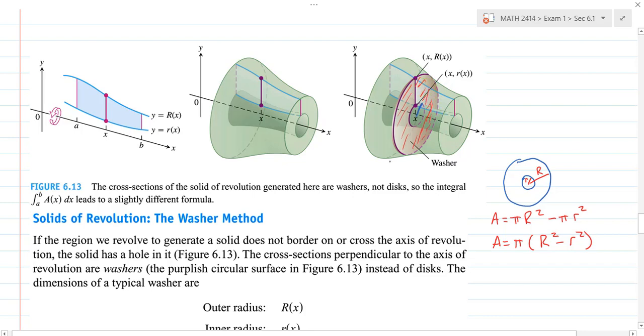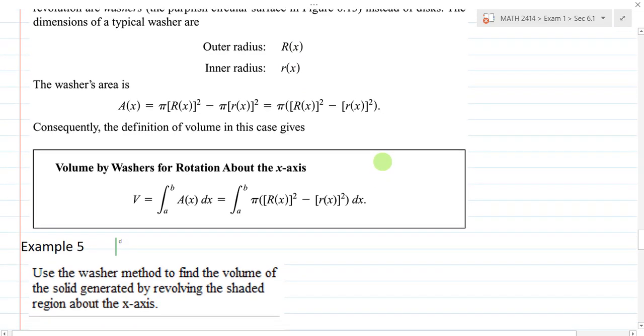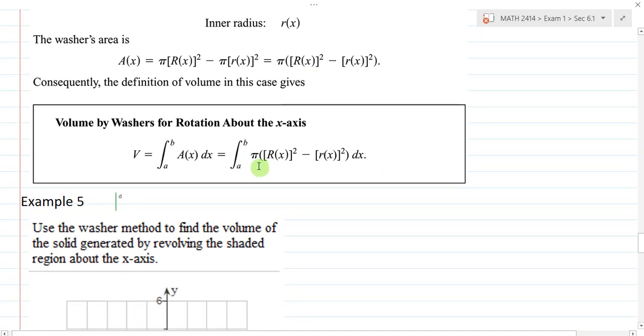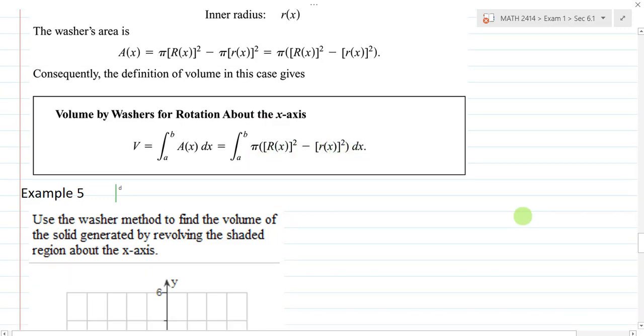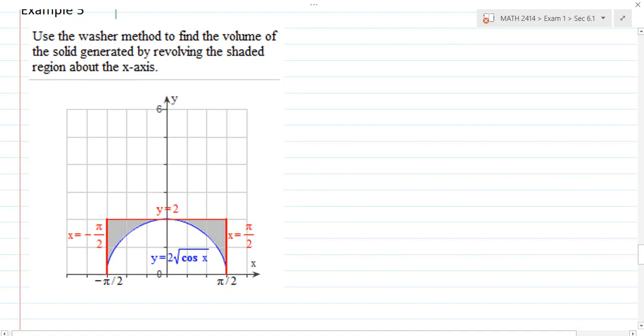So before, when we had a solid shape using the disk method, we just used area equals pi r squared. Now we're using area equals pi times the outer radius squared minus the inner radius squared. So we have an outer radius and an inner radius. The washer's area is going to be equal to pi times the outer radius squared minus the inner radius squared. So in this example, we want to use the washer method to find the volume of the solid generated by revolving the shaded region about the x-axis.